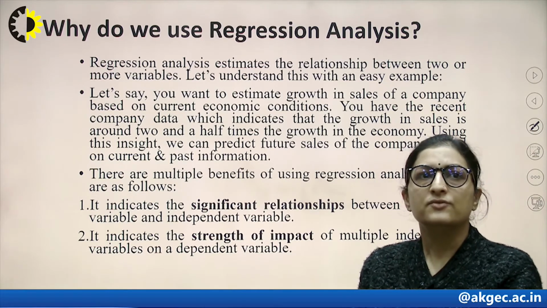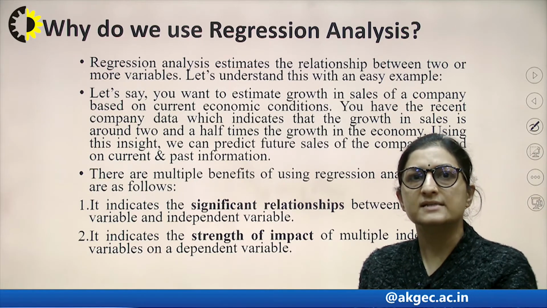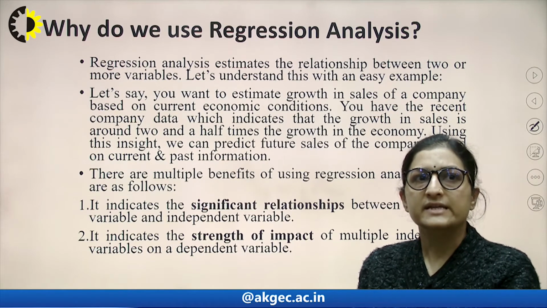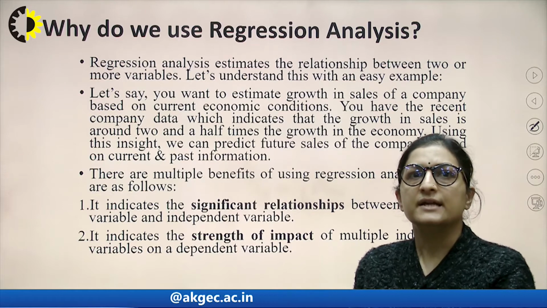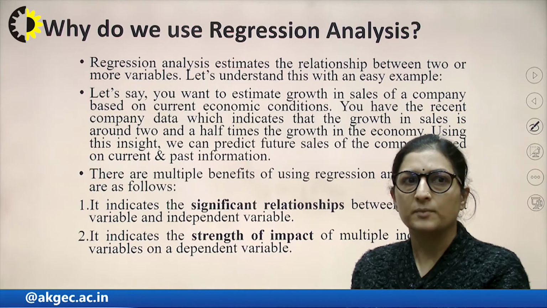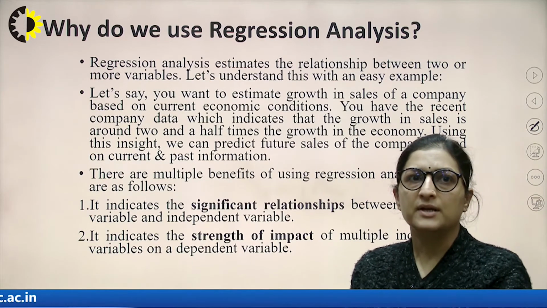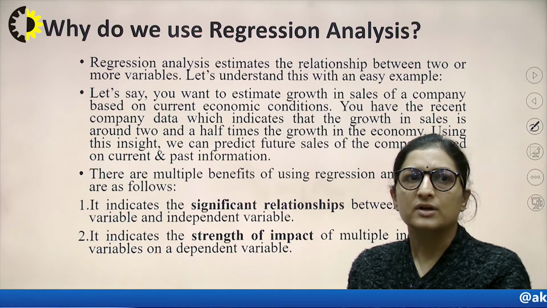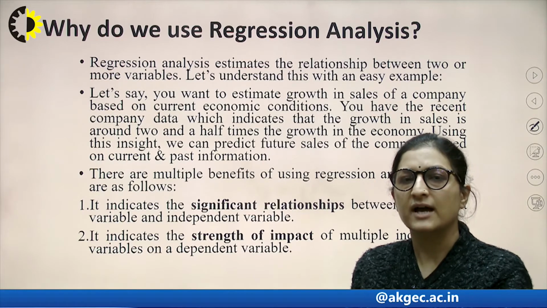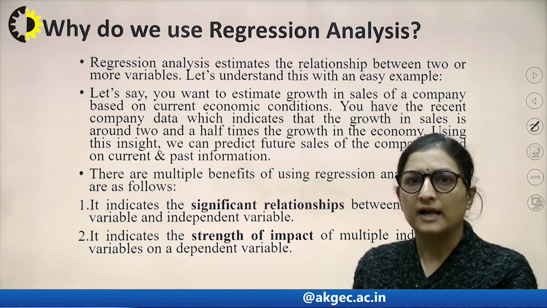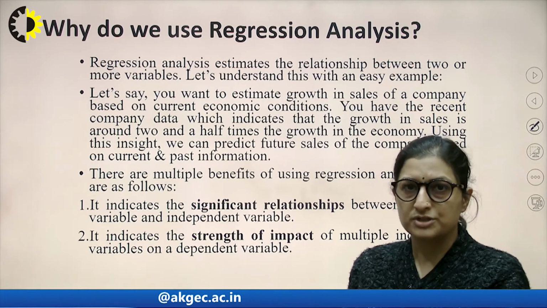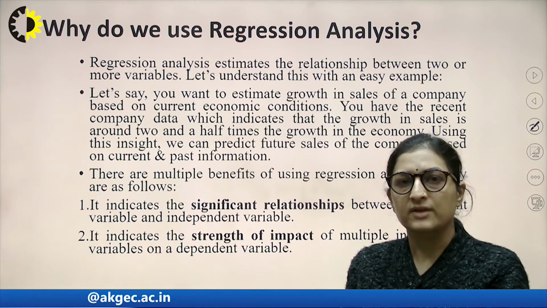Let's say you want to estimate the growth in sales of a company based on current economic conditions. You have the recent company data which indicates that the growth in sales is around 2.5 times the growth in the economy. Using this insight, we can predict future sales of the company based on current and past information. So whatever information we already have, we have to use it and derive the kind of relationship the dependent and independent variables have.